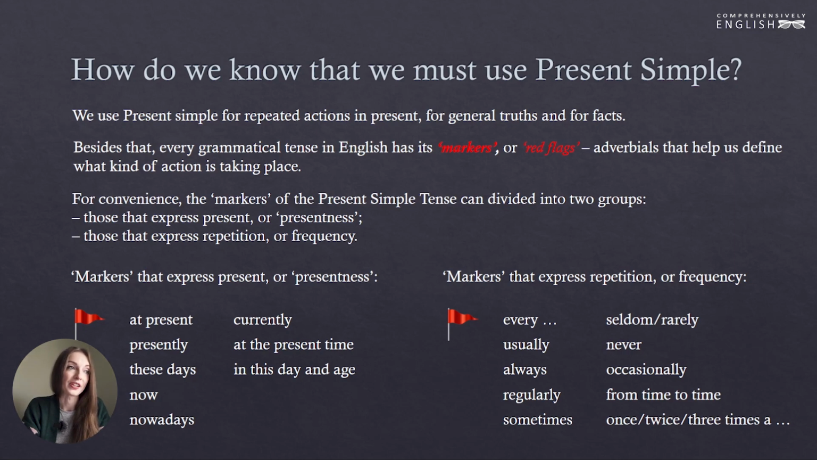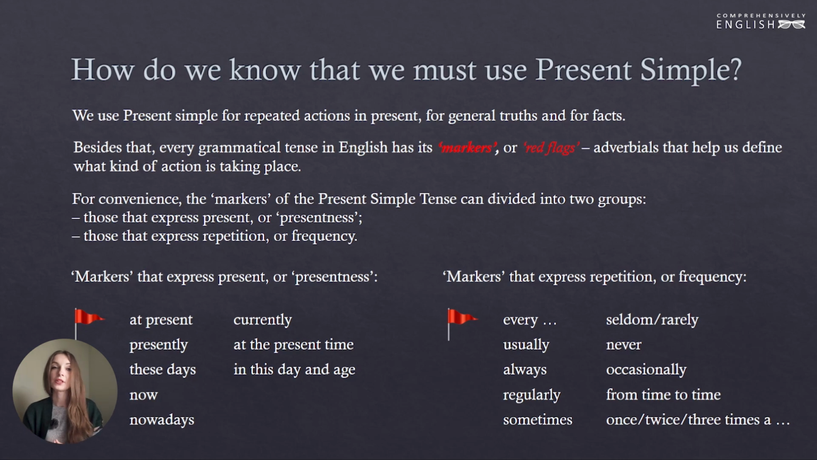Those that express present or presentness, and those that express repetition or frequency. Markers that express present or presentness: at present, presently, these days, now, nowadays, currently, at the present time, in this day and age. So as you see, all of these words are pretty general and they speak about something which is true in a bigger now. Not only today, yeah, but maybe for decades.